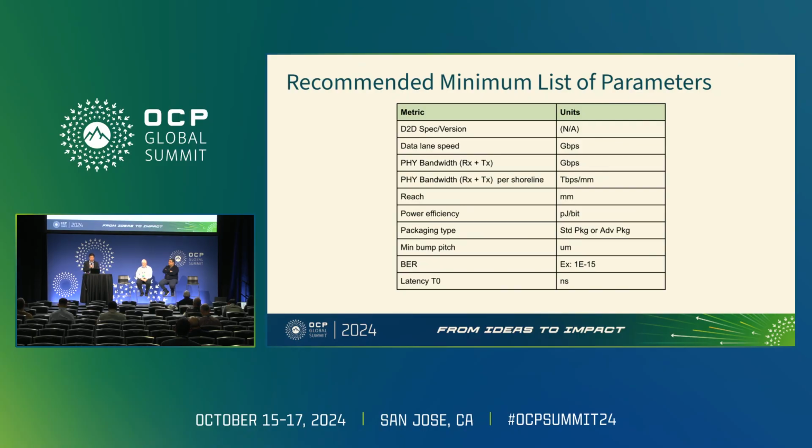So the D2D, die to die spec version. You have data lane space, the PHY bandwidth, both with shoreline and without shoreline, and then you have the reach, and the power efficiency, something we have seen before. And then you need to know about the packaging type, the minimum bump pitch, and lastly, the latency. It's very important. This is the minimum requirement we are looking for the manufacturer to provide this information.